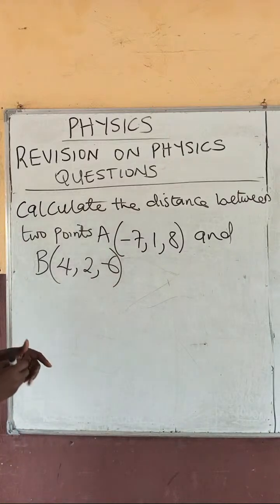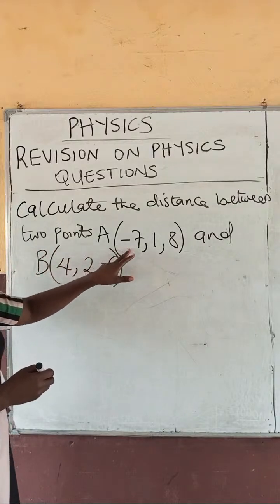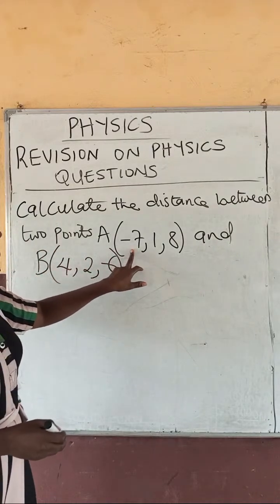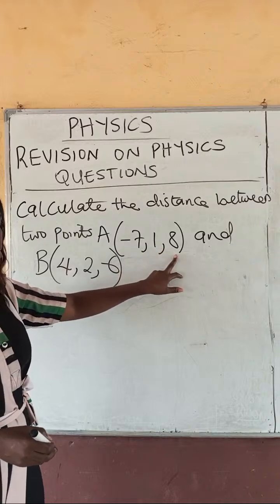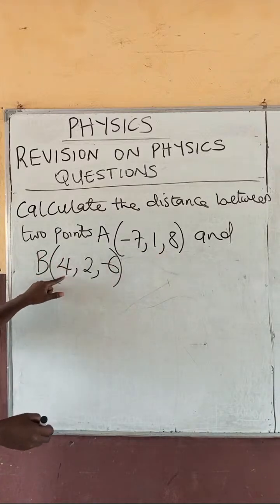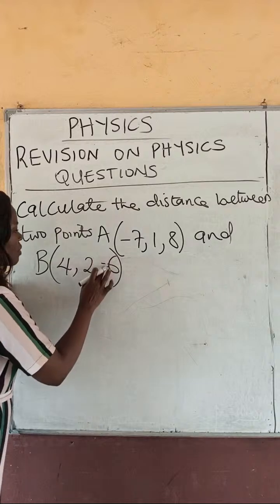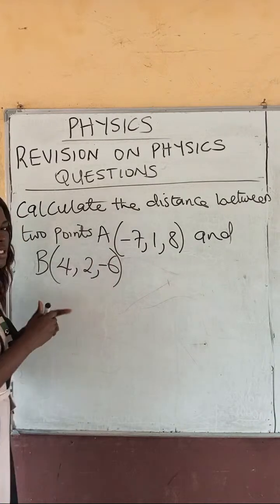All right, calculate the distance between these 2 points. A, this one has three coordinates. This is -7, 1, and 8. Okay. B has 4, 2, and -6. Okay. All right. So work it out. Let's see what you have.